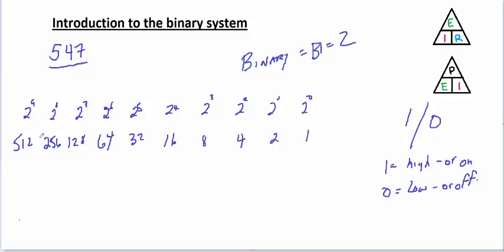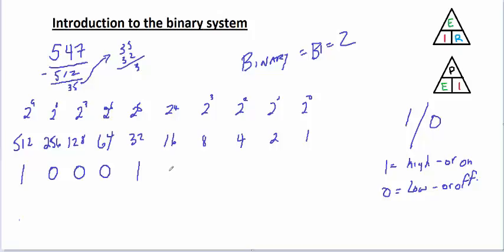For the first one here, 512, I can use all of that, so I'm going to place a 1 there. So I'm taking 512 off of 547, and it leaves me with 35. Okay, so I can't use 256, so I'm going to place that as a 0. I can't use 128, it's too big, I'm looking for 35. So that's a 0. I can't use 64, that's a 0 as well. But 32 I can use, so I'm going to put a 1 there. So at 35, now I'm taking off 32, which leaves me with 3.